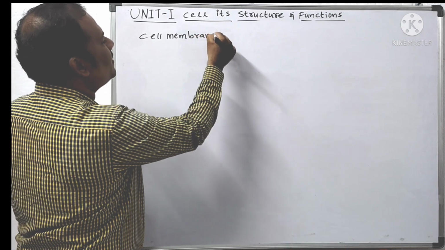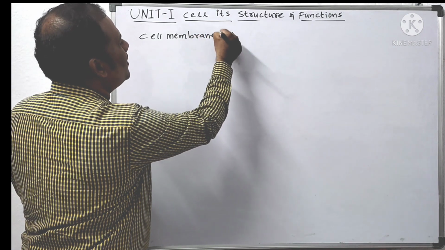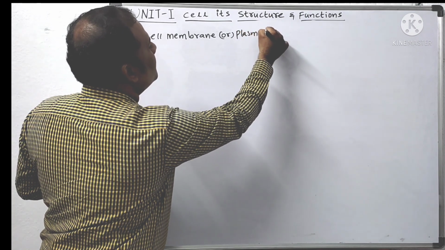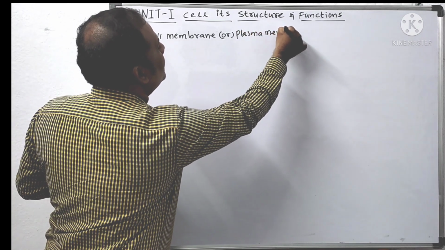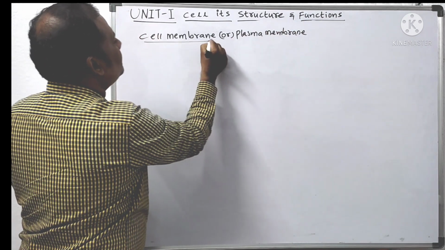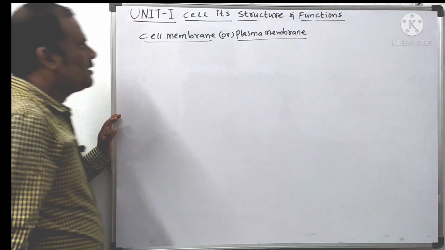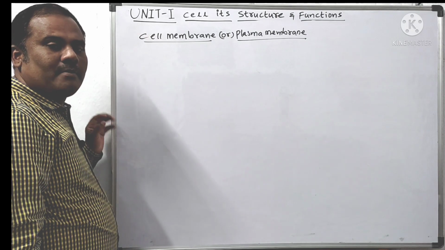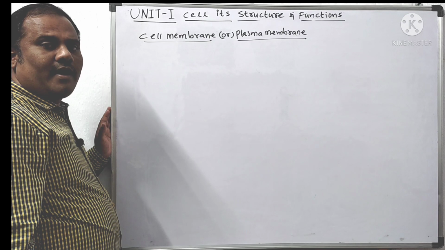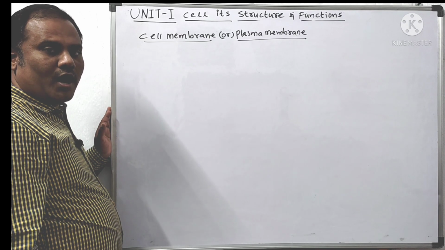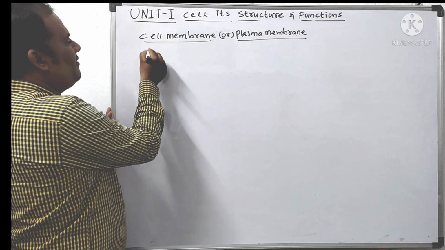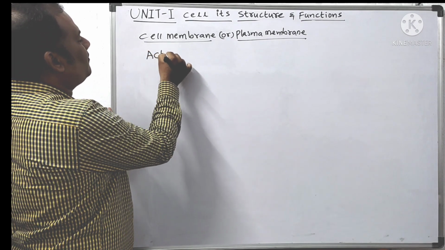Okay, now we are going to know about the cell membrane. Cell membrane. It is also called what? Plasma membrane. Cell membrane or plasma membrane. See, if you want to know about this cell membrane or plasma membrane, we can see it with the help of an activity.